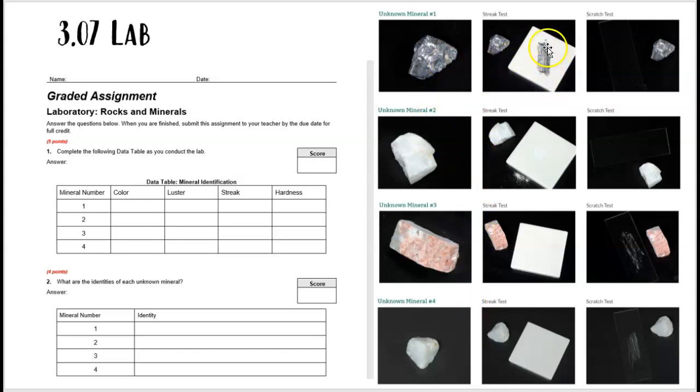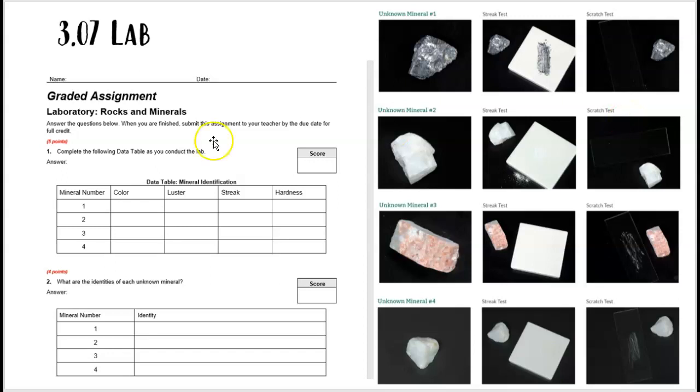It shows you a picture of a streak test. That means that that mineral was rubbed on a piece of porcelain, and a scratch test. You can't see it very well here or here, but down here and down here, you can see that the mineral was used to scratch a piece of glass. So you can see that these 2 minerals were able to scratch the glass, and the 2 up here were not able to scratch the glass.